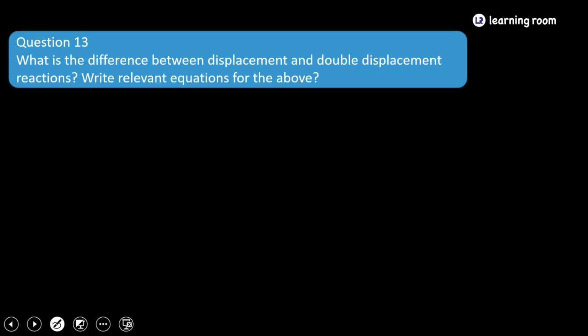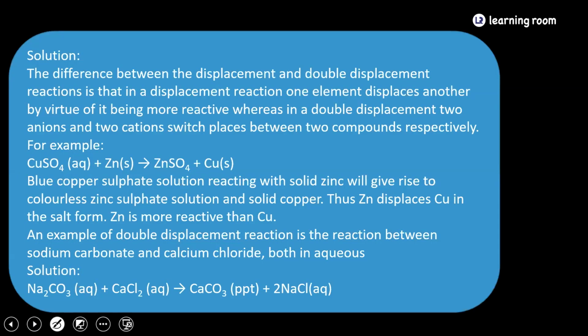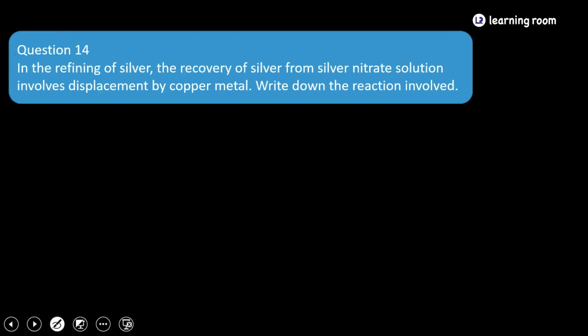What is the difference between displacement and double displacement reactions? In displacement, one atom replaces another atom. In double displacement, two compounds exchange their partners. Look here: when copper sulfate reacts with zinc, the zinc displaces the copper, forming zinc sulfate and copper. Whereas here, sodium carbonate treated with calcium chloride, sodium combines with chlorine and calcium combines with carbonate, giving calcium carbonate and sodium chloride. That's why it is called a double displacement reaction.